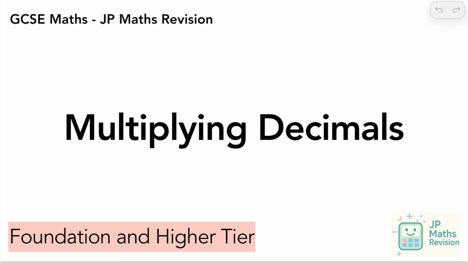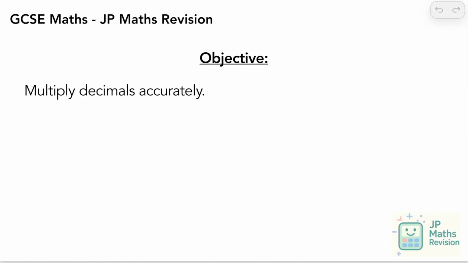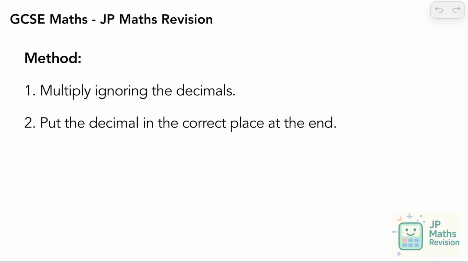Hello, in this video we're going to be multiplying decimals. So the objective here is to multiply decimals accurately. The method to multiply decimals is to first multiply ignoring the decimals and then place the decimal place in the correct place at the end.